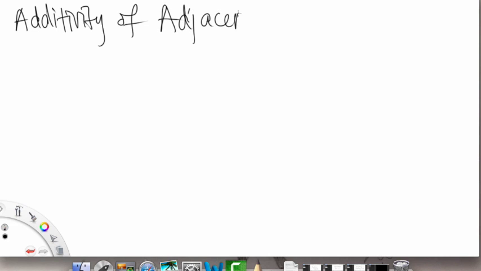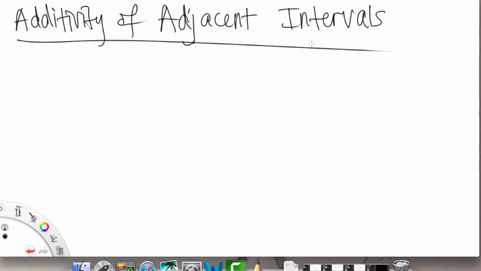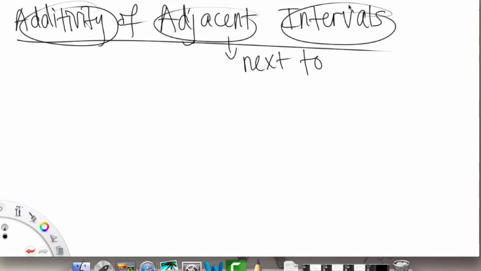The next tool of integration is called additivity of adjacent intervals. So what does that mean? Additivity means you can add, adjacent means next to or neighboring, and intervals means intervals, basically.